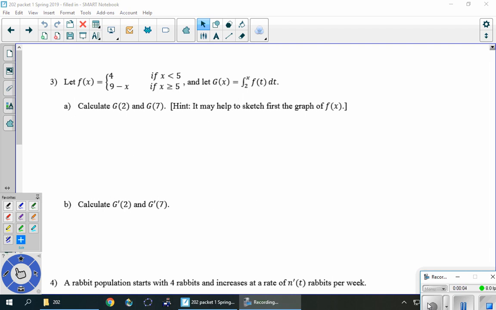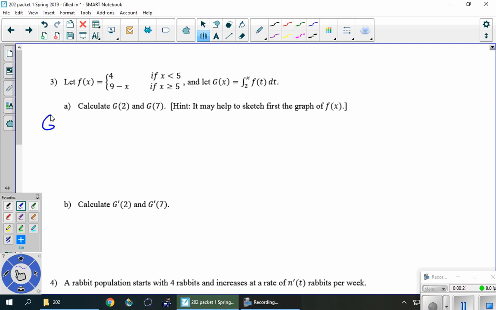Let f(x) equal 4 if x is less than 5, and 9 minus x if x is greater than or equal to 5. And let capital G(x) equal the integral from 2 to x of little f(t) dt. Part A, calculate G(2) and G(7). There's a hint, which we're not going to look at until we actually need it.